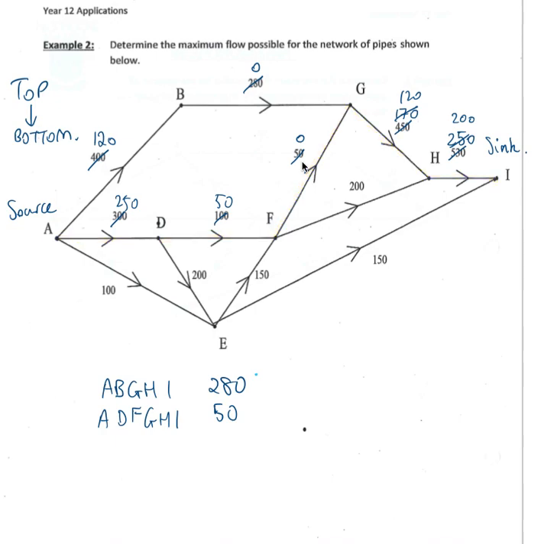So in this case, highlight A to D, D to F. We can't use F to G anymore as it's busted. So F to H, H to I. Write out this route. What's the maximum capacity? 50, 50. Deduct 50 from each pipe in this route.